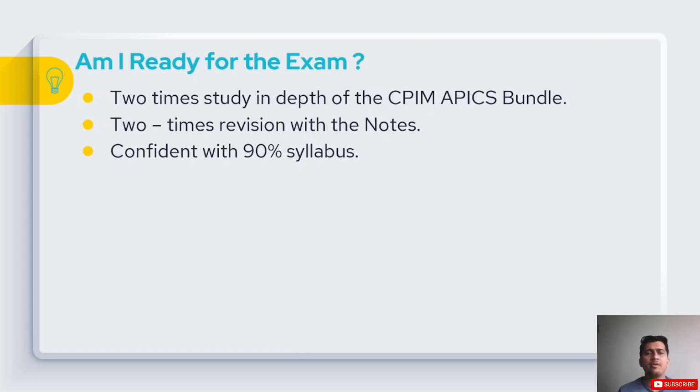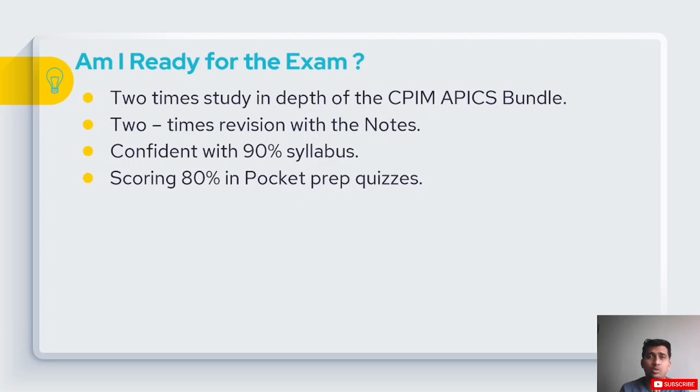that you have a feeling that you're confident with 90% of the syllabus. Why 90% of the syllabus? Because 80% is the passing criteria. Confident means you know what's there in the content, you understand it, you will be able to reproduce it in the exam, and you will be able to think and answer questions based on that content. So you should be confident with 90% of the syllabus.